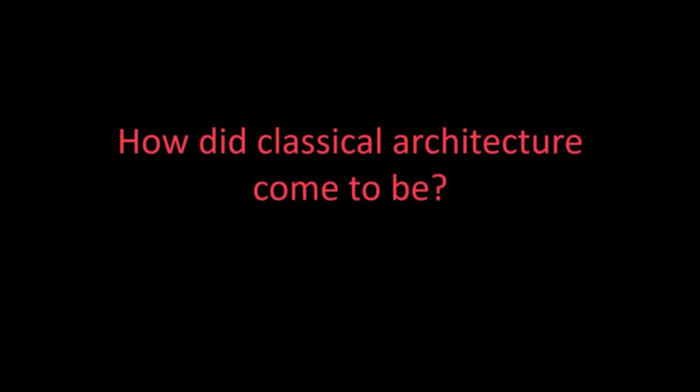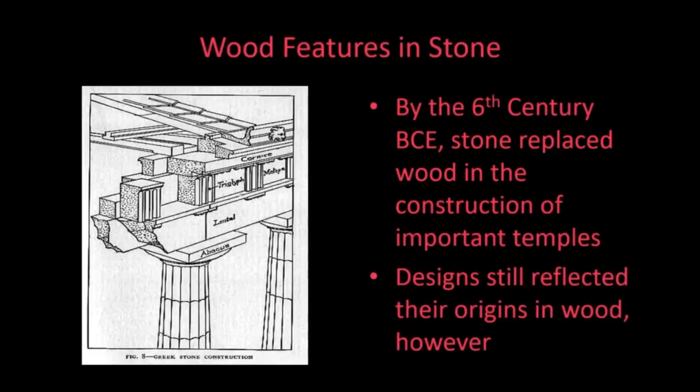But how did classical architecture come to be? Where did it derive from? Well, the stone temples of classical Greece are believed to have their origin in wooden prototypes. And you can see here in this detail how the features associated with classical style seem to inherit the principles of wooden post construction.